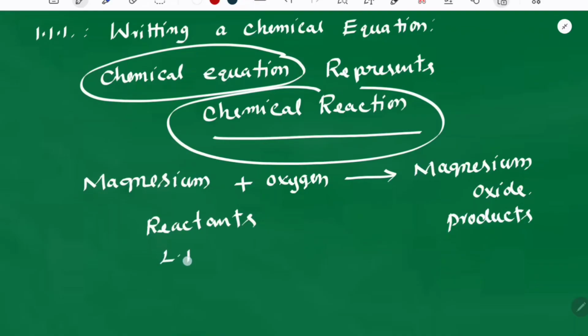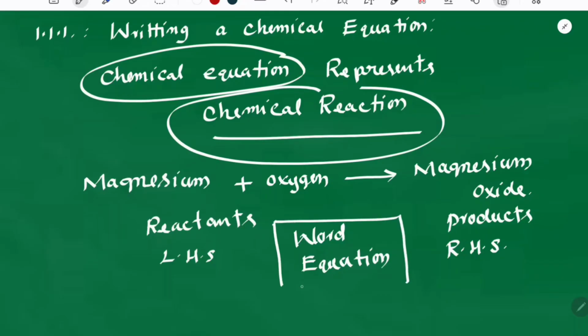This is the left hand side substances, and these are the right hand side substances. This equation is called a word equation. We just mention the words present in the statement. If you know the formula, then it will be easy to write the equation.